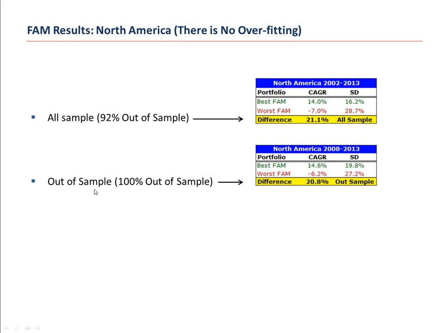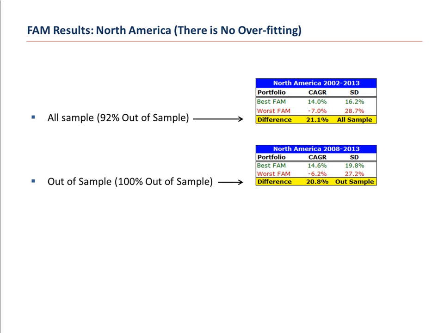Let's look at the full out-of-sample and exclude the in-sample. So now we're only looking at years 2008 to 2013, so a 6-year period, which is 100% out-of-sample. The best-rated companies actually do better than in the all-sample, and the worst-rated companies do a little better as well. Ultimately, the difference between top and bottom is nearly identical. So the out-of-sample, as I said prior, works just as well as the all-sample. But let's dig even deeper.